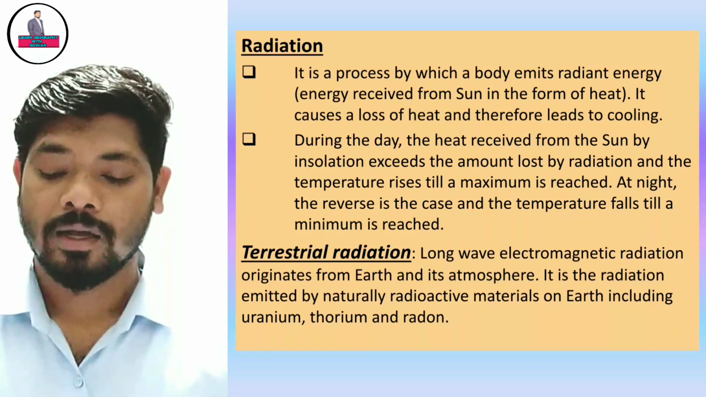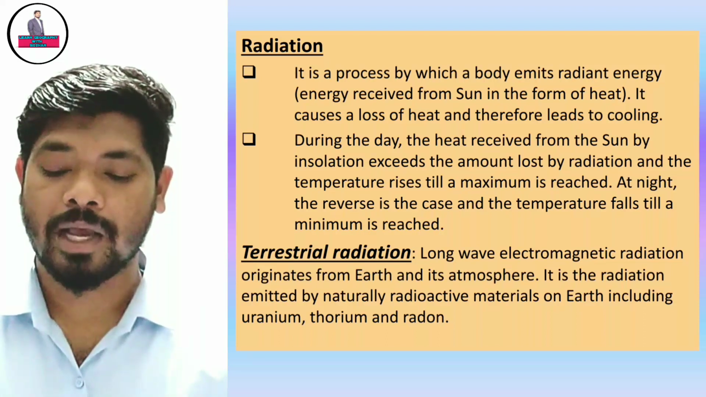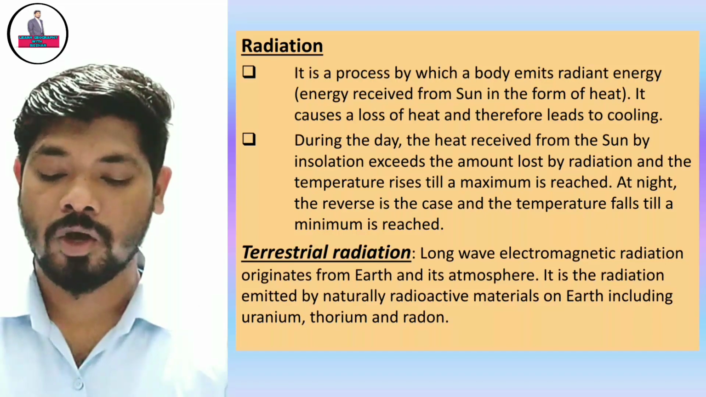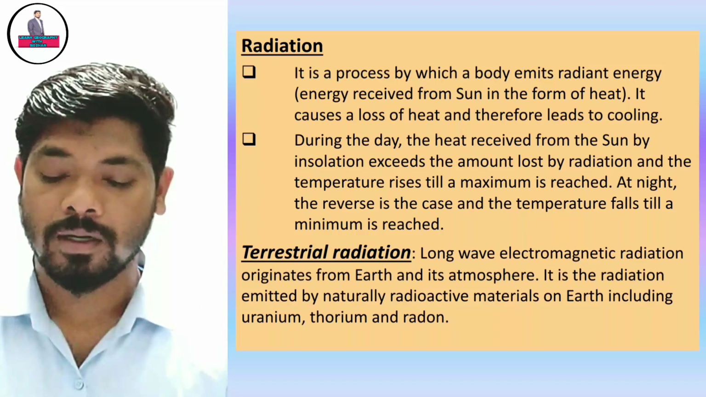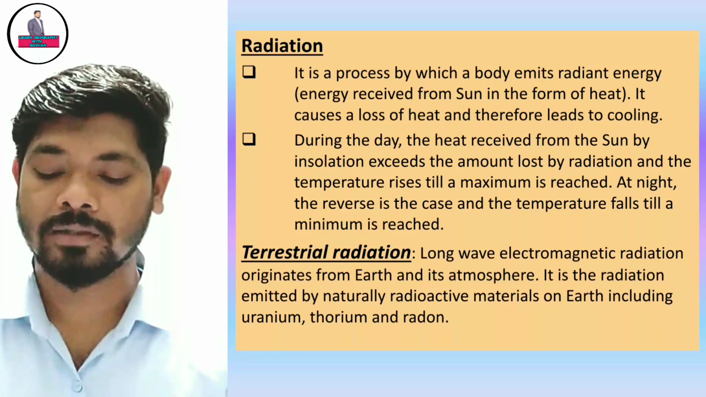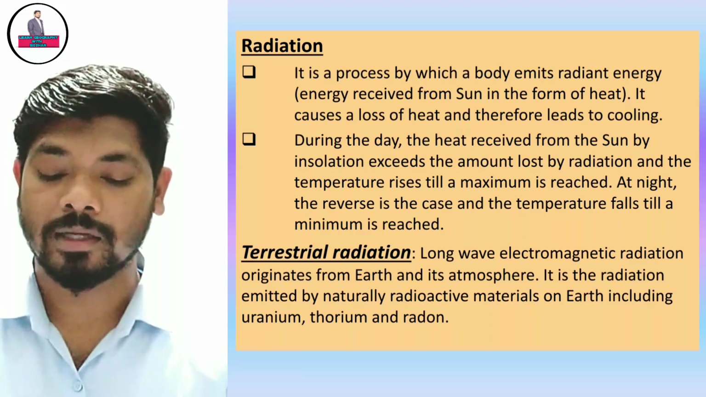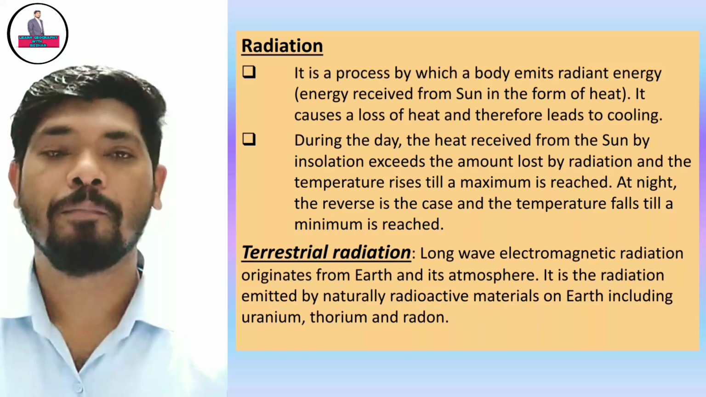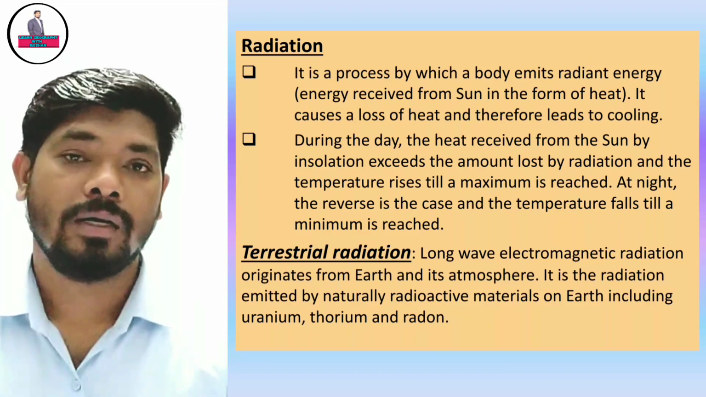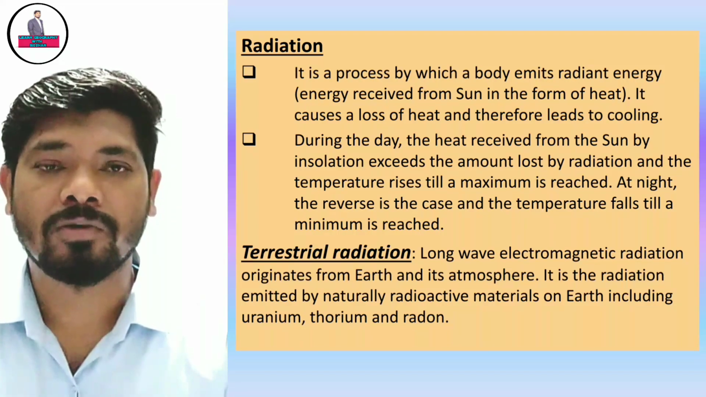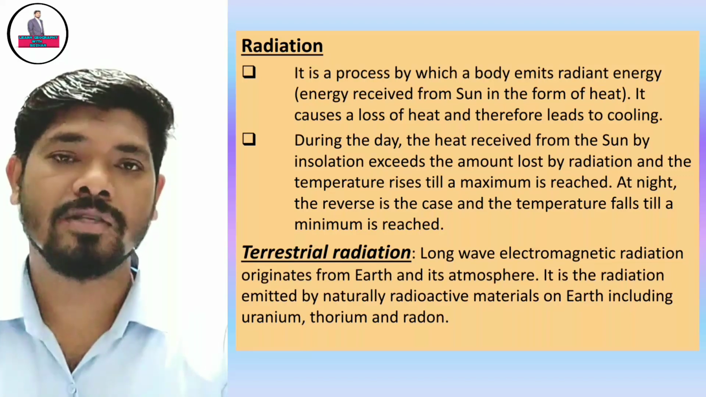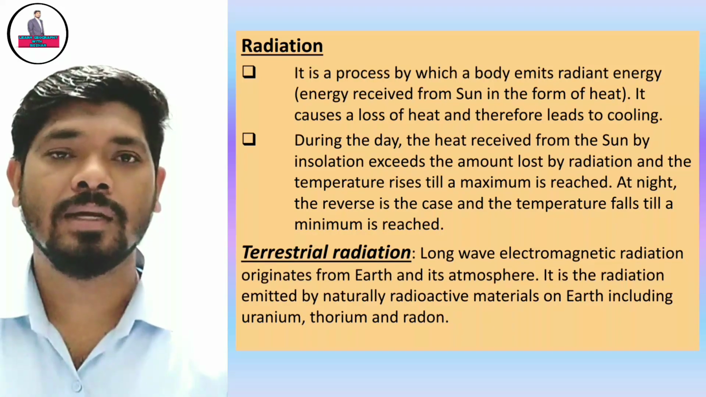During the day, the heat received from the sun by insolation exceeds the amount lost by radiation, and the temperature rises till the maximum is reached. At night, the reverse is the case and the temperature falls till a minimum is reached. You can see that during the daytime the earth is heated up and the temperature rises, but during night time, as the sun's rays are not falling on the surface of the earth, it cools down.